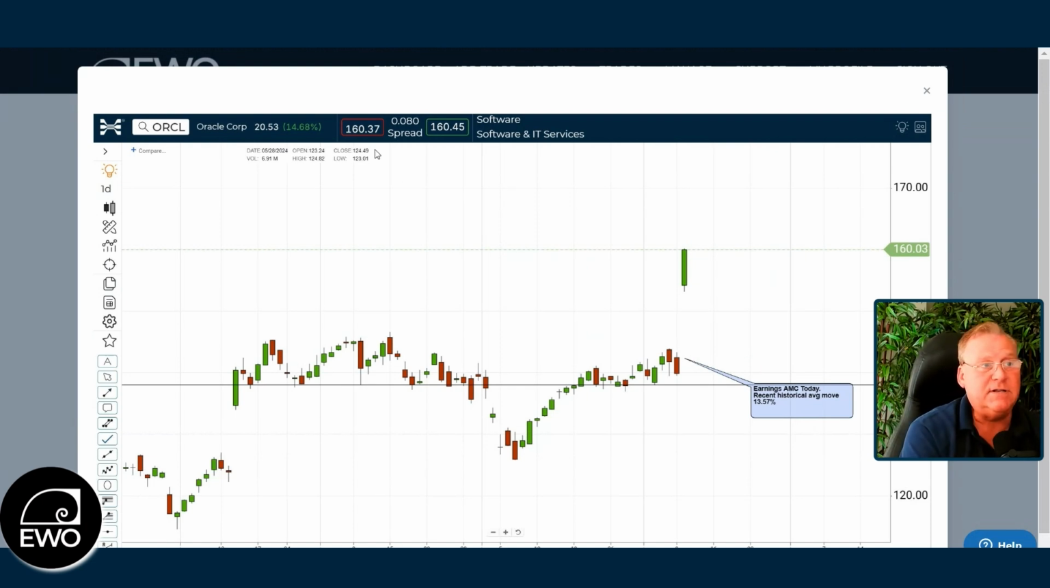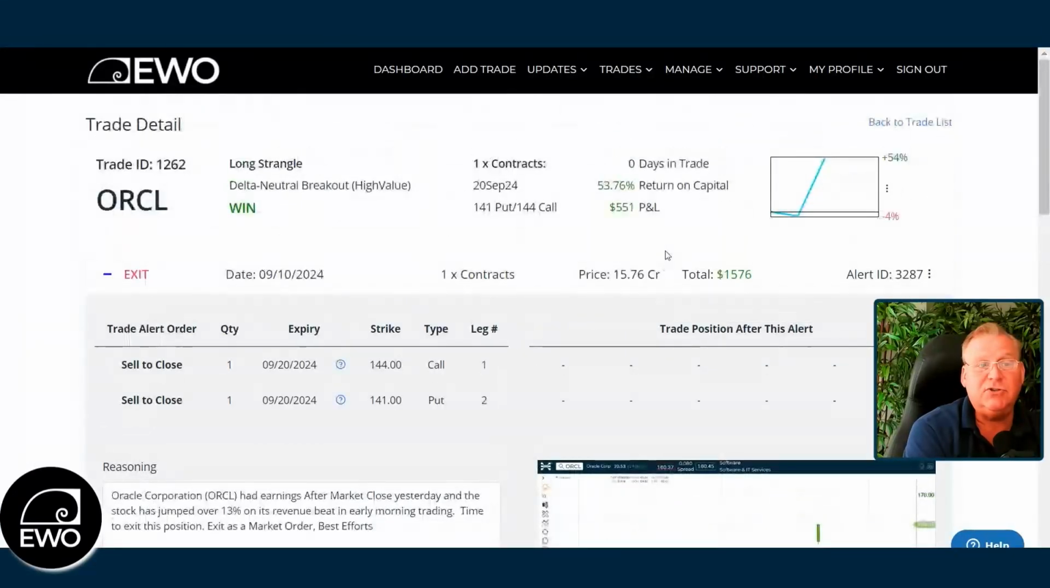Now notice in the top bar up here, the stock was trading at 14.68%. And at 160.03, the current profit in the position was $551. We sent the trade alert out, and that generated on that $1,000 risk, $1,045 to be exact, and you get a $551 profit. That yield is a 53.76% return in just 24 hours. So combining a good trading system with good money management, and you can have great results.